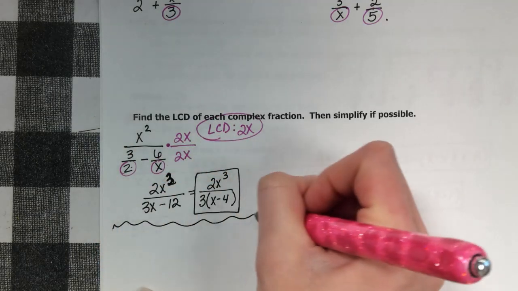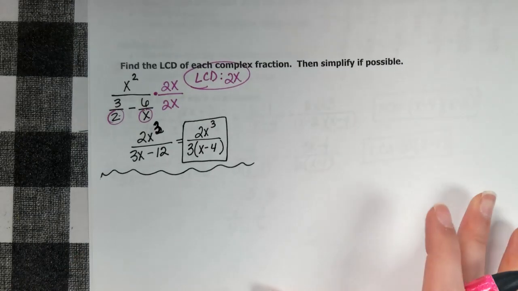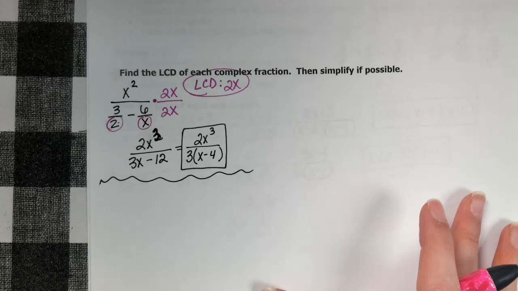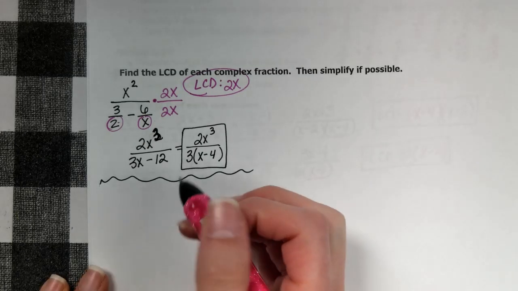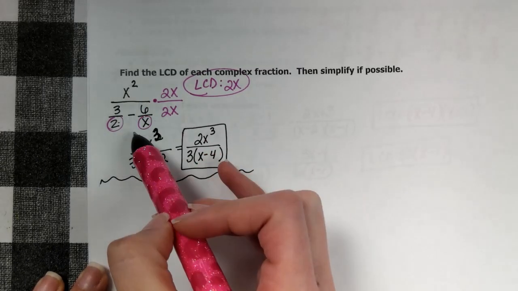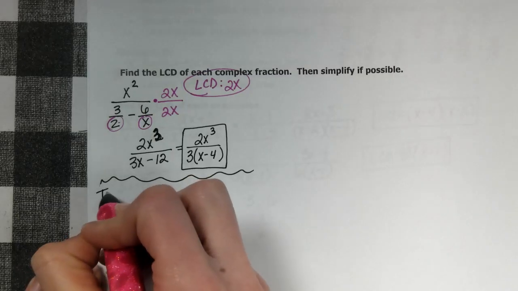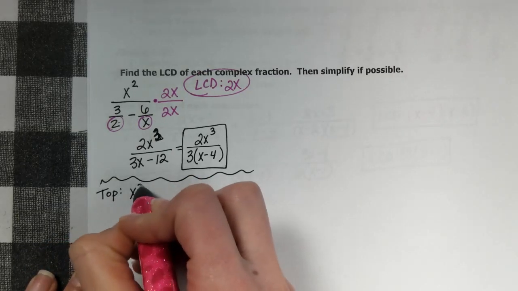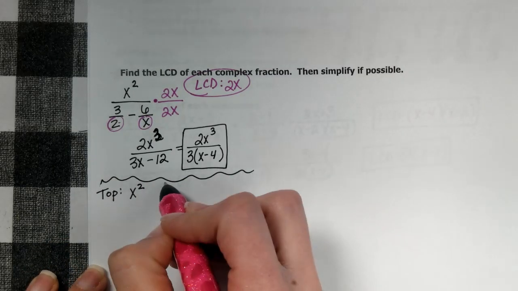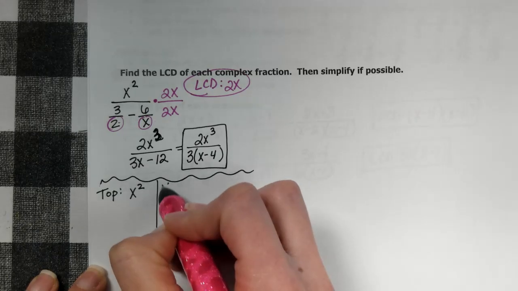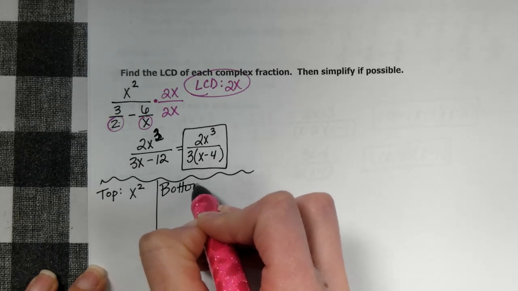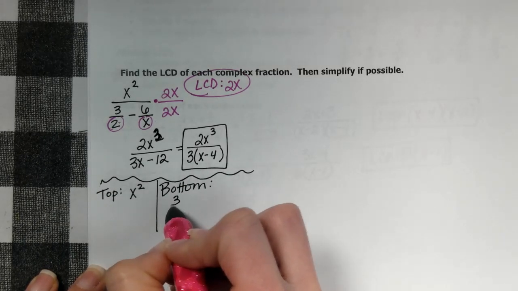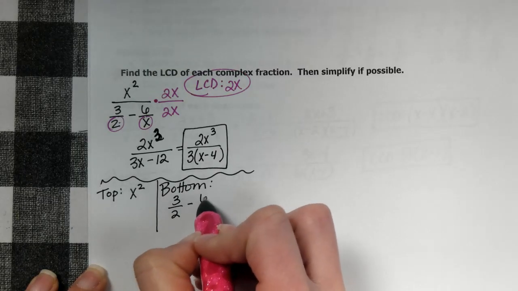Okay? The second way, and you don't have to write this if you don't want to. This is in the copy of the notes. Okay? If you want to just watch. The second way is to separate the top from the bottom. Okay? My top is just x squared. So I don't need to do anything with that. My bottom is 3 over 2 minus 6 over x.